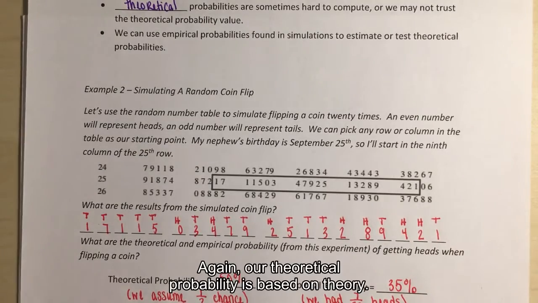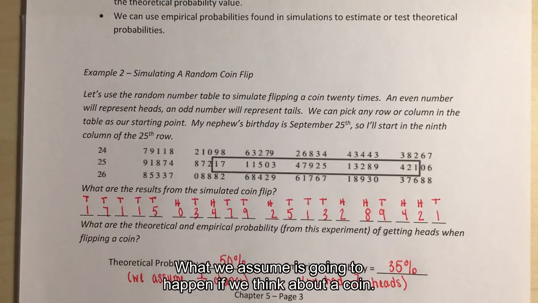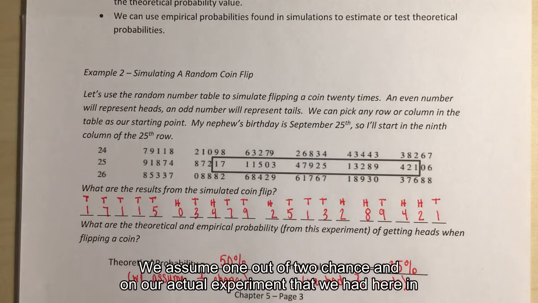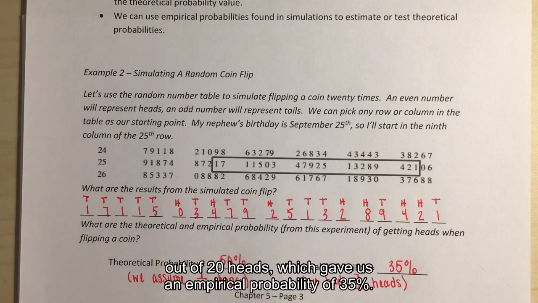Again, our theoretical probability is based on theory, what we assume is going to happen if we think about a coin. We assume a 1 out of 2 chance. And in our actual experiment, with the values that we picked from our number table, we had 7 out of 20 heads, which gave us an empirical probability of 35%.